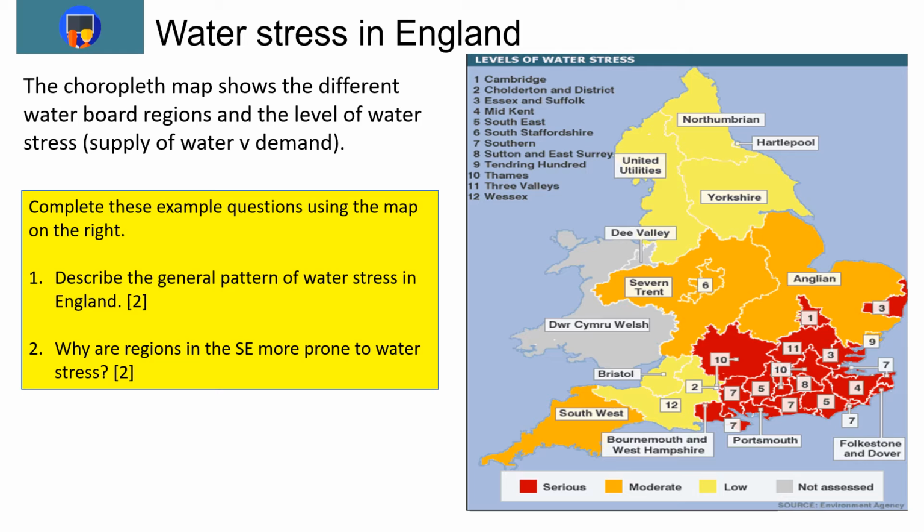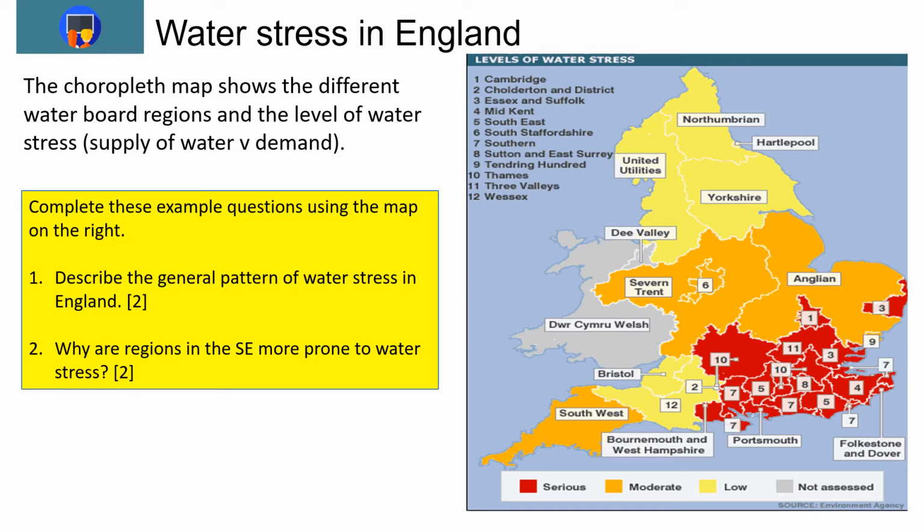So this specific choropleth map, if we look at the key, it shows which regions have water stress. So if it's red, it says serious levels of water stress. Orange is moderate levels of water stress. The yellow are low levels of water stress, and the grey areas, there's no data. So I've got numbers 1 to 12 also identified as a key.